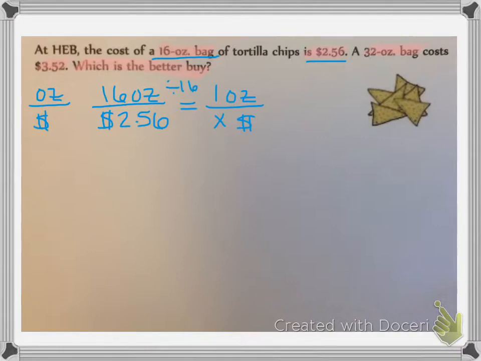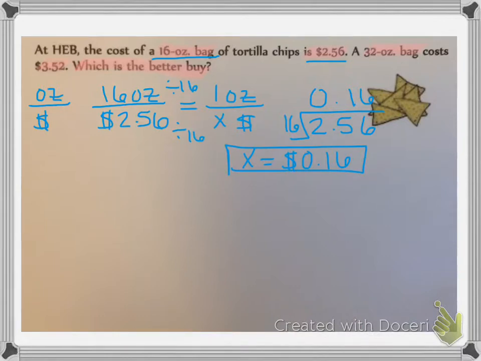What we do to the top, we do to the bottom. So we need to come over here and we need to divide $2.56 by 16. We are dividing by a whole number, so we want to bring our decimal straight up. When we divide this out, we will see that it cost us 16 cents per 1 ounce of chips.